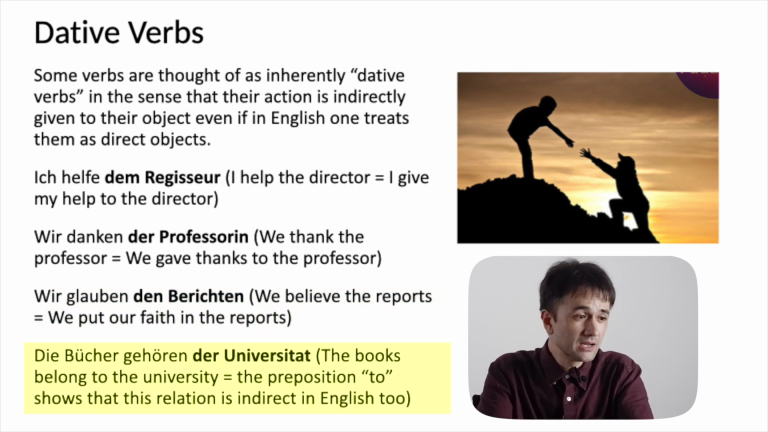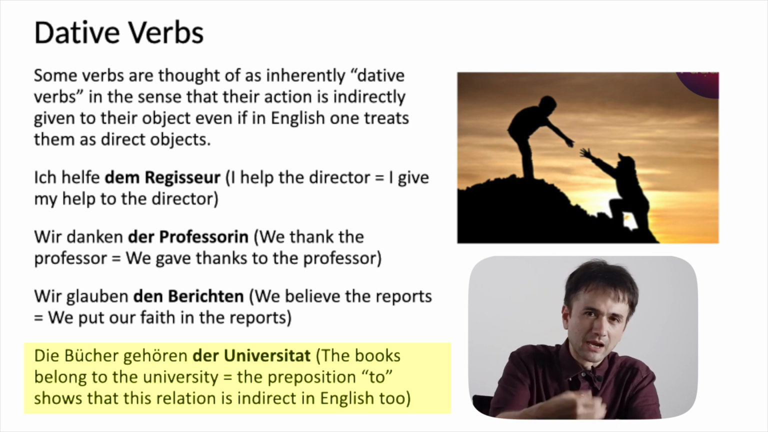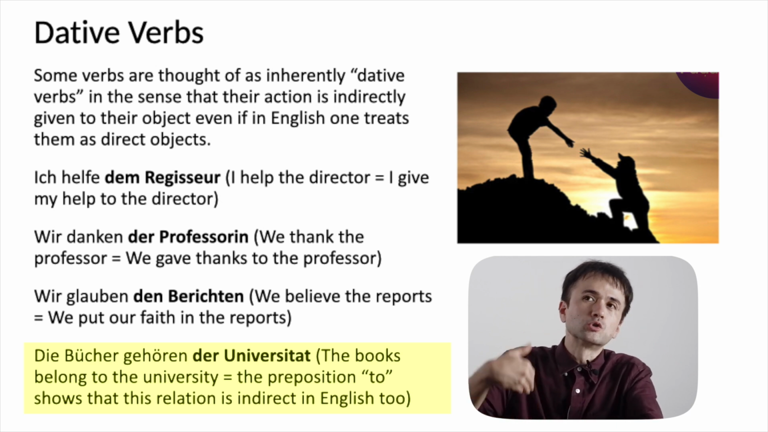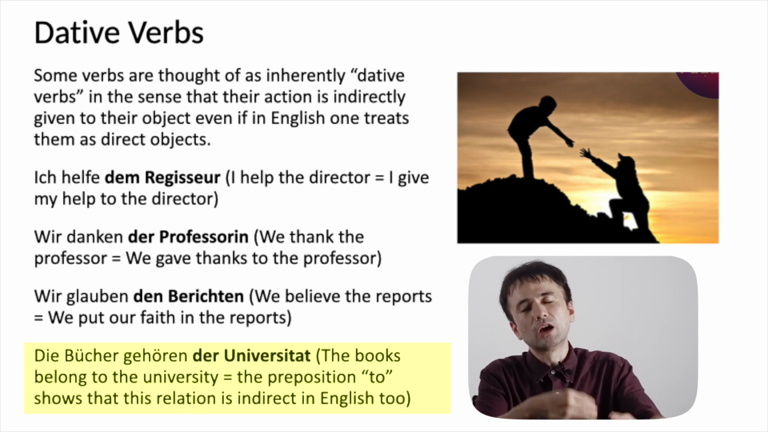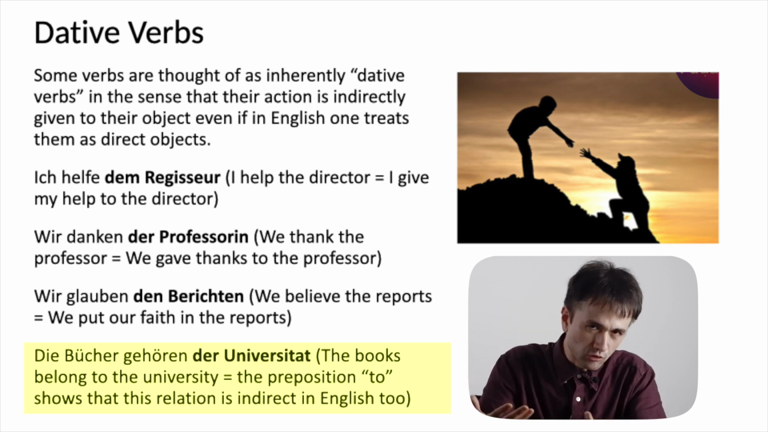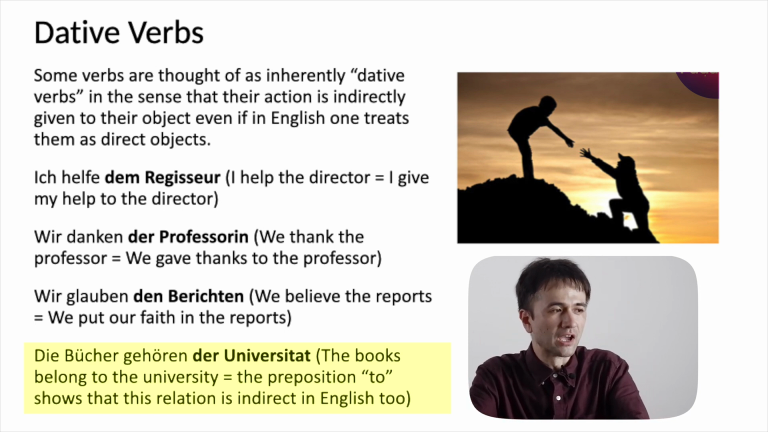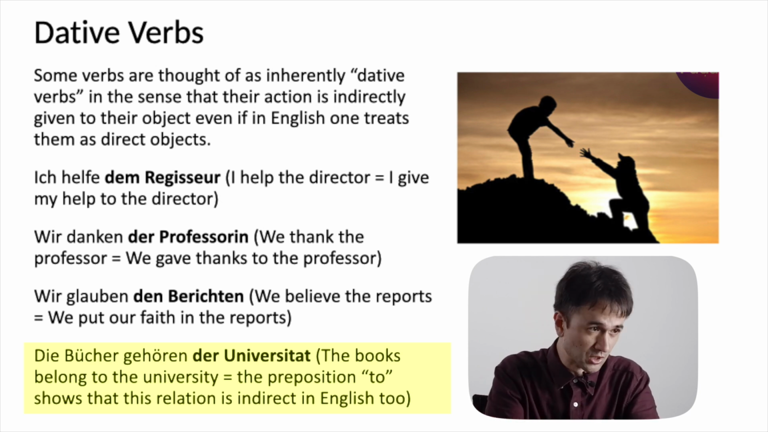Final example on this slide, die Bücher gehören der Universität. Here we have the idea that if something belongs to something else, even in English we use the preposition to because we have an understanding that that belonging to is inherently an indirect relation rather than the kind of excessively direct relation you would have with an accusative object.